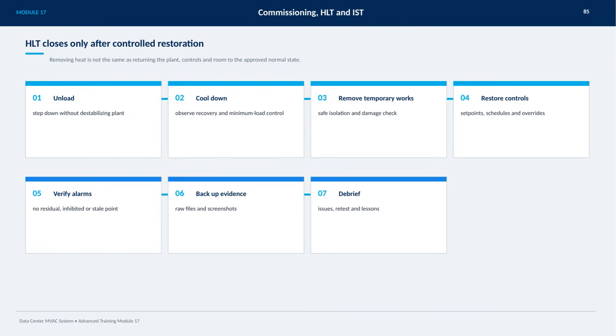It's important to verify that there are no residual, inhibited, or stale alarms left. We also back up evidence through raw files and screenshots for accountability. Finally, we conduct a debrief to discuss any issues, plan retests, and capture lessons learned. Each step ensures a controlled and safe restoration of the system.